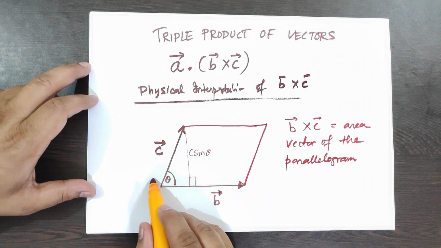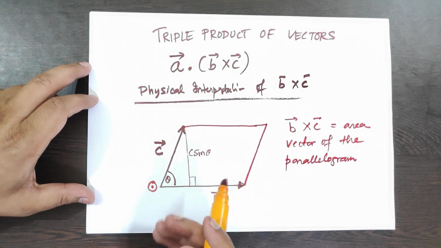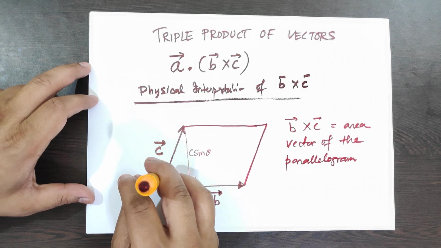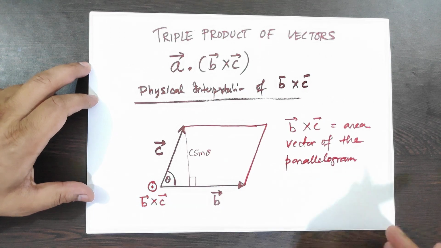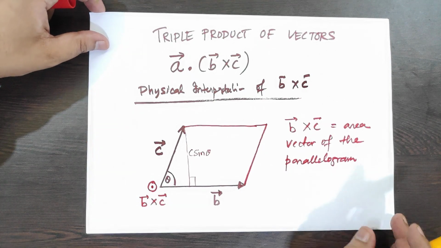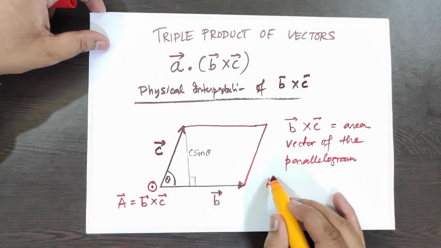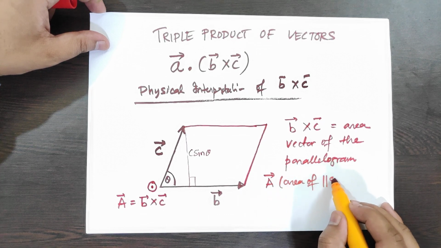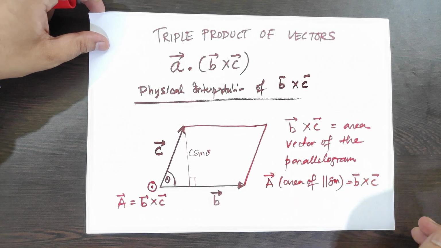And B cross C is in this direction, right? The vector points this way, upwards, and perpendicular to the plane of the paper or plane of this parallelogram. So this is the direction of B cross C, or area vector of this parallelogram A. So A, area of the parallelogram, is B cross C.